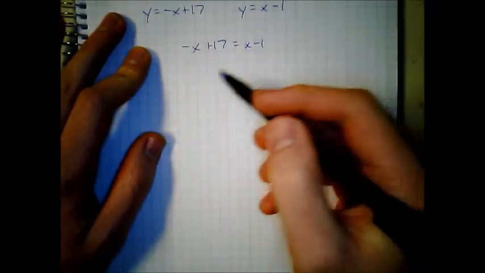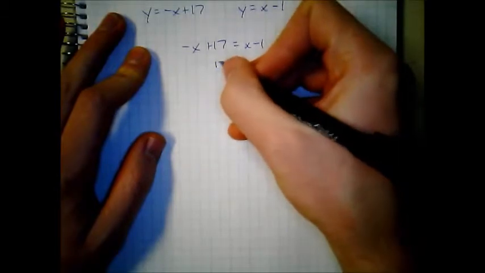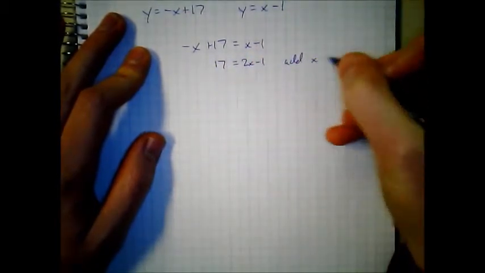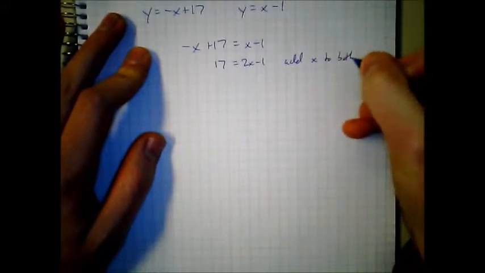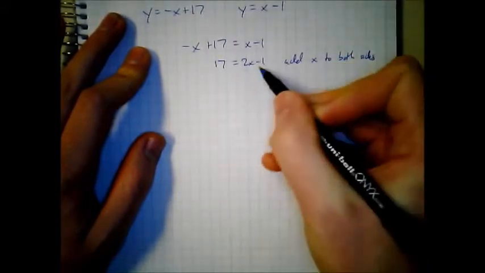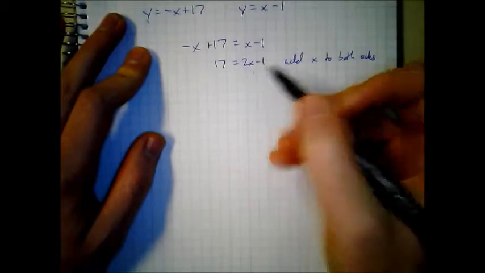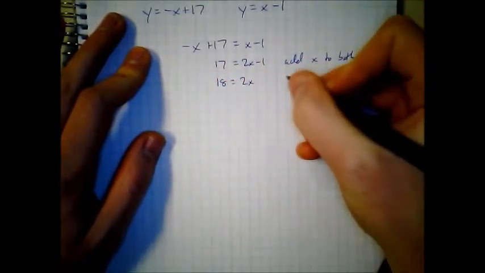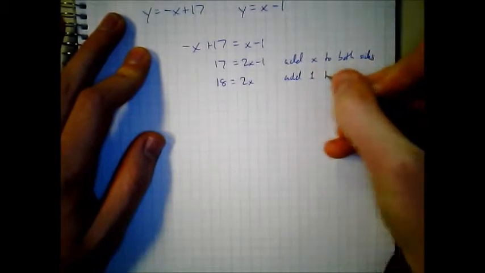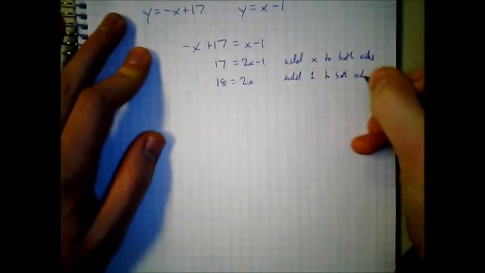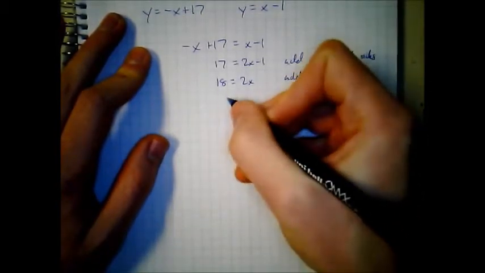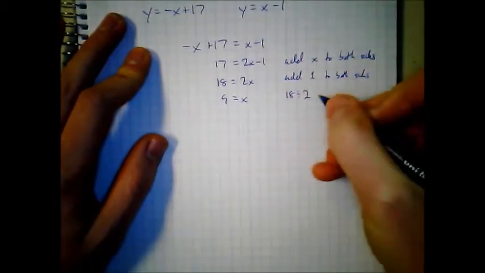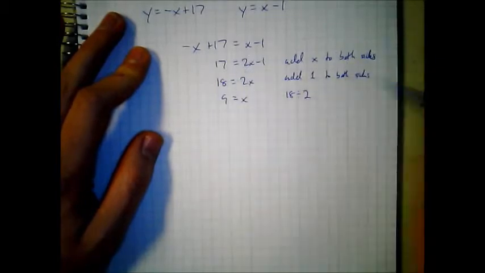Okay, I want to get rid of my negative x, so I'm going to add x to both sides. So I have 17 equals 2x minus 1. Add x to both sides. Okay, I want to get rid of my minus 1, so I'm going to add 1 to both sides. So I have 18 equals 2x. Now I divide 18 by 2, which gives us 9. So we get x equals 9.